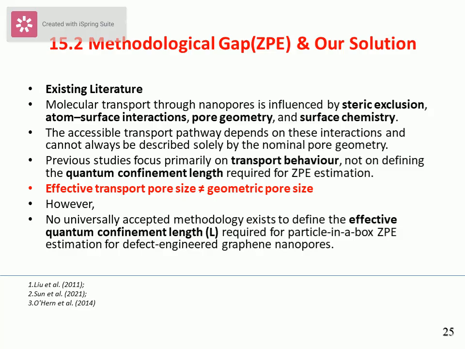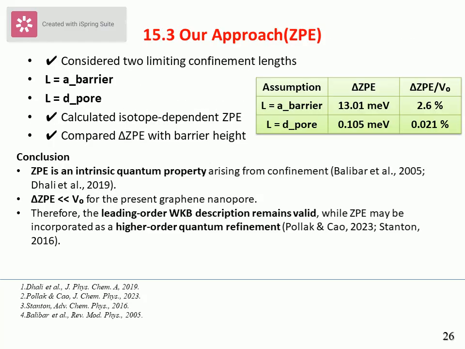Studies do not define the confinement length for the ZP calculation. The transport path is not the same as pore size. No standard method exists for graphene nanopores. We consider two limits, barrier width and the pore diameter. Now, here is how we handle zero point energy. We consider two confinement limits: barrier width, which is 0.036 nanometer, and pore diameter, 0.4 nanometer.